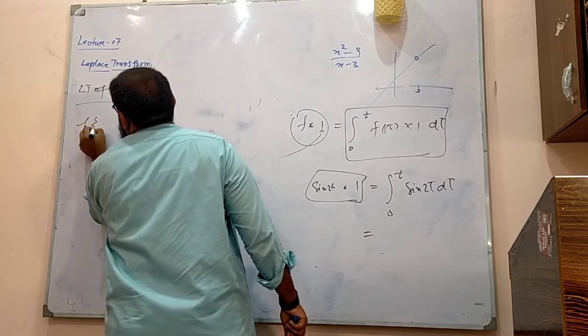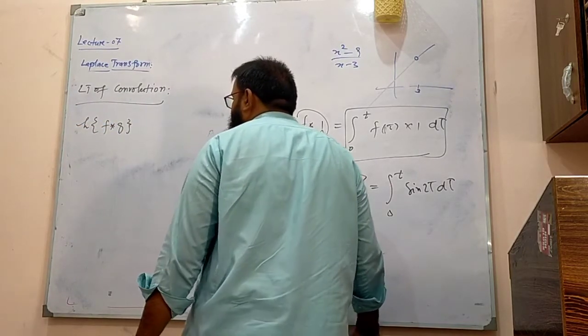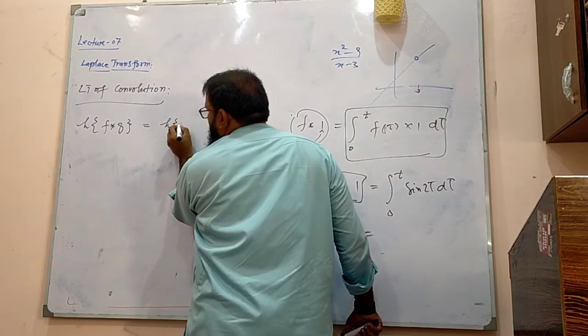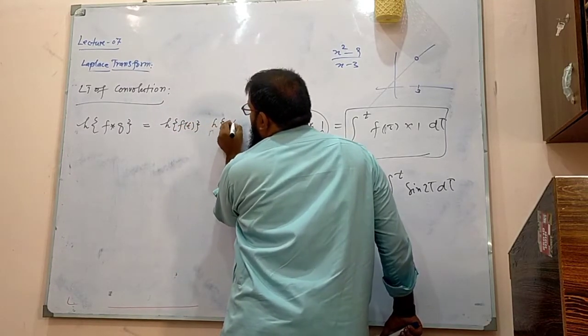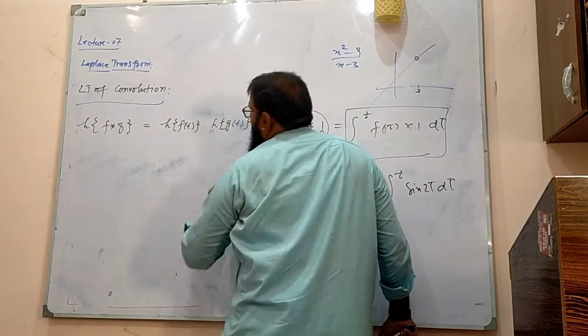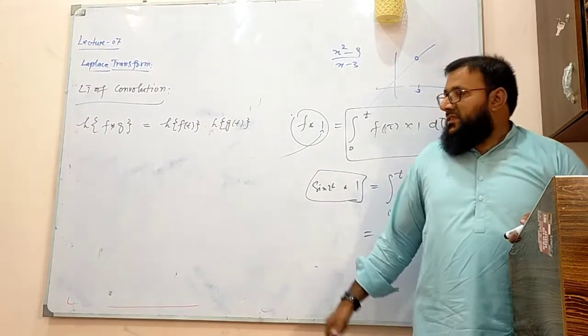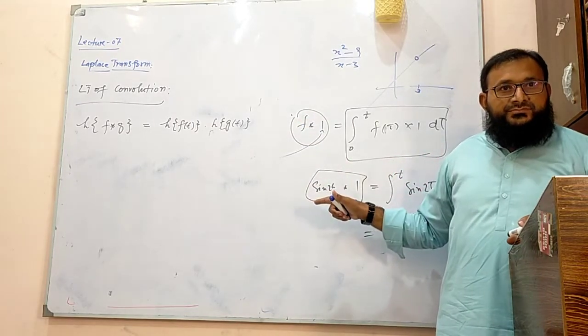So the Laplace transform of f convoluted with g. What is that? It is simply: take the Laplace transform of the first function f of t, take the Laplace transform of the other function g of t, and just multiply them. So when you apply the Laplace transform, the convolution becomes a product.